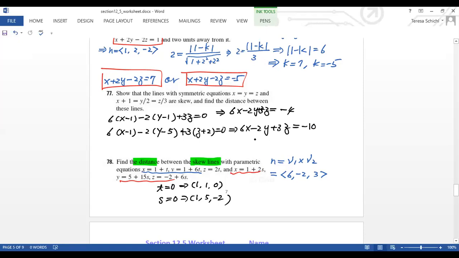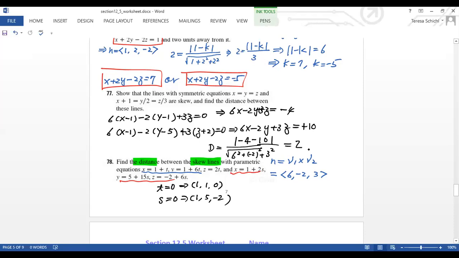Now I know the distance between these two skew lines will just be the distance between these two planes, right? So the distance will be, in the denominator, 6 squared plus -2 squared plus 3 squared. On top, we just subtract these two: -4 minus -10, so it's +10 here. It turns out pretty good. The answer is 2.